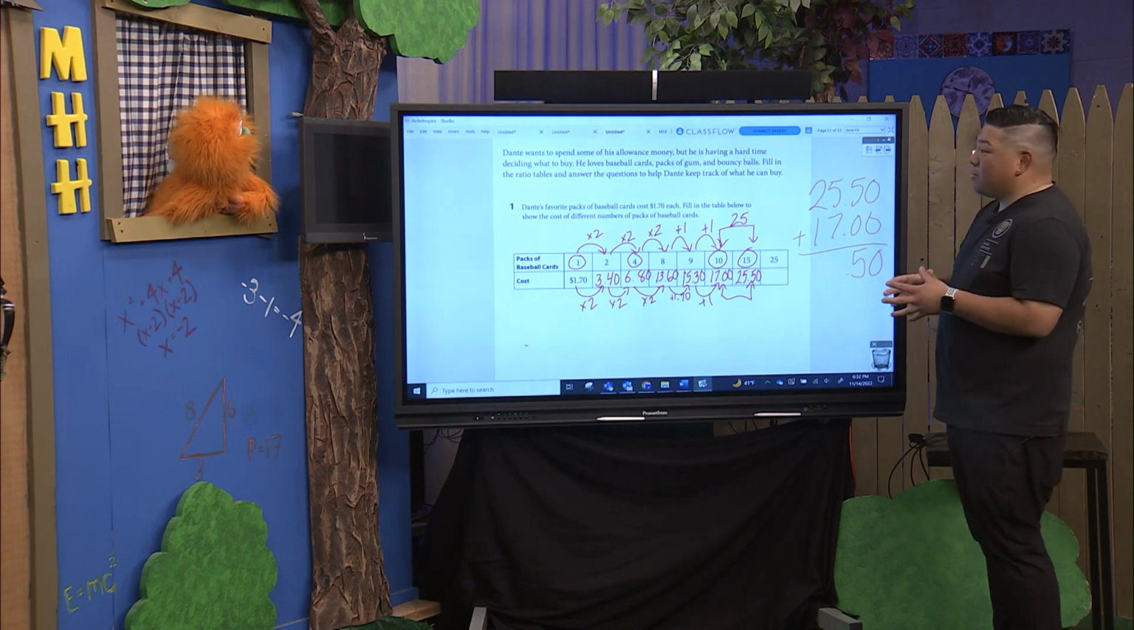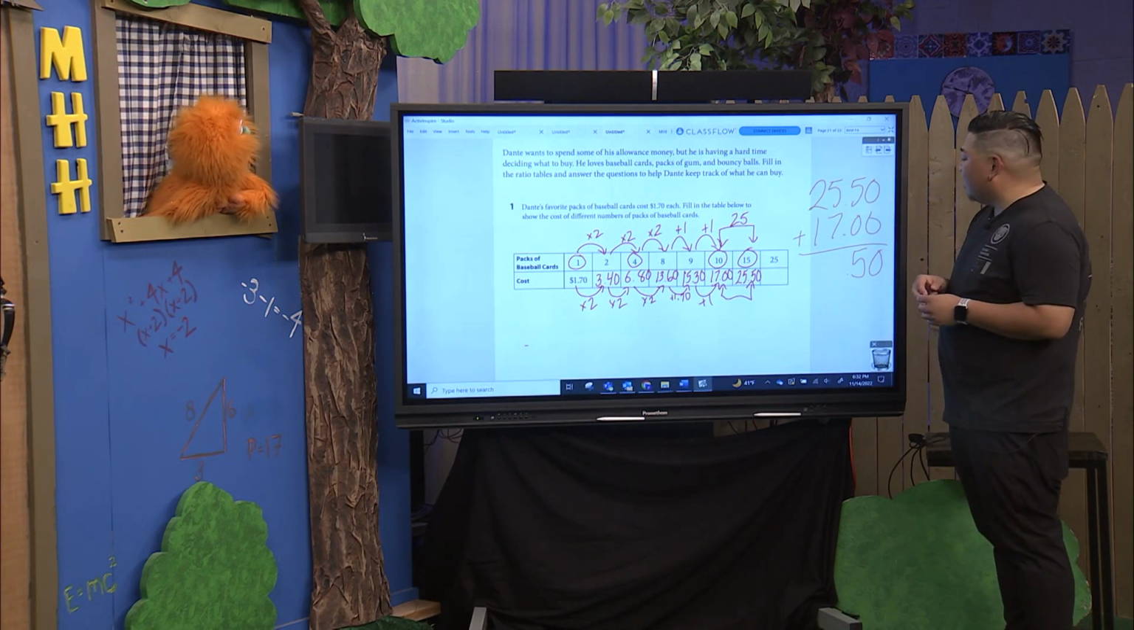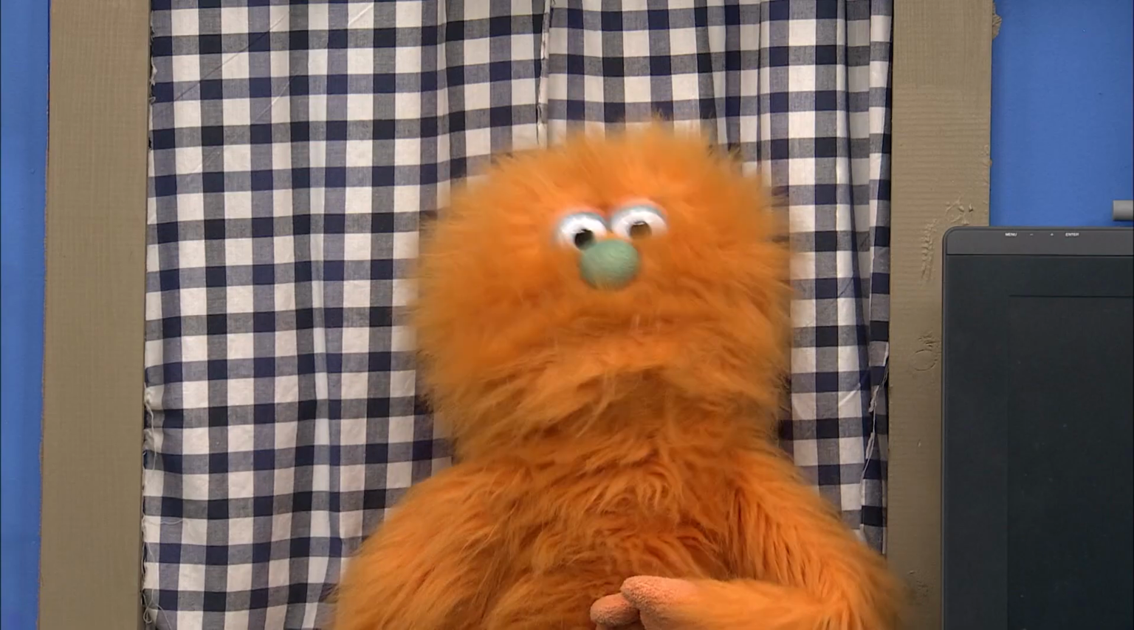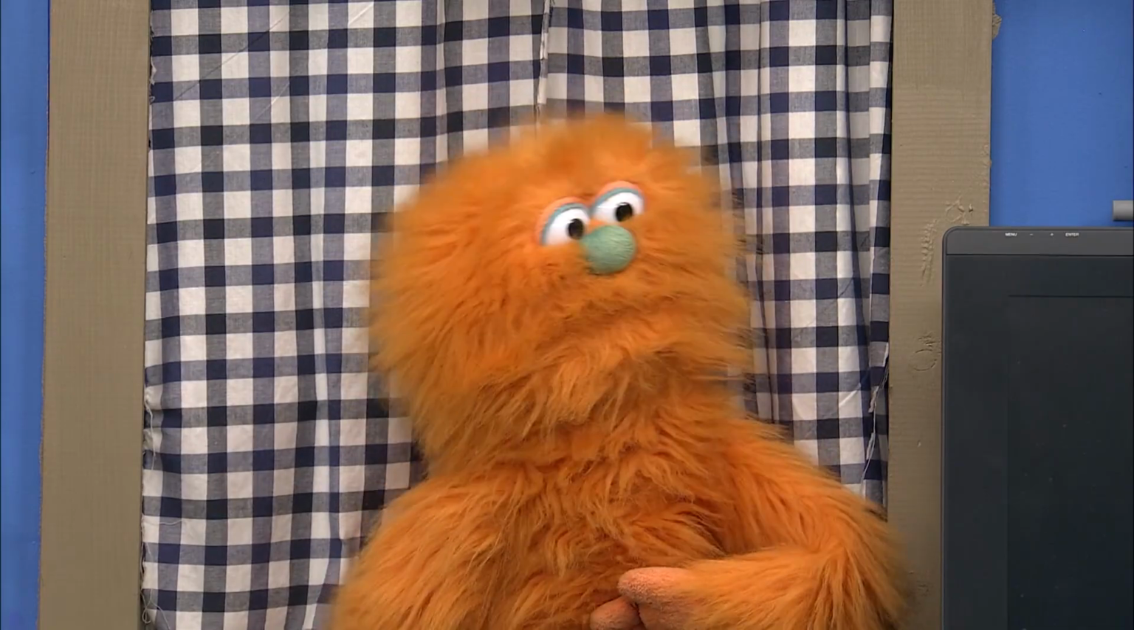Now we're in our dollars place. Yep. $5 plus $7 is $12. So we're going to regroup our 10. Our $10 plus $20 is $30, plus 10 more dollars is $40. So all together, our total for 25 packs of baseball cards is $42.50.